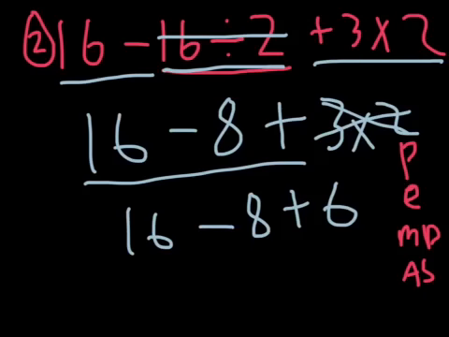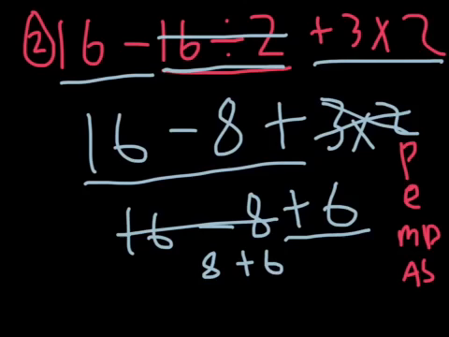But now I'm going to go through my steps again. No parentheses, no exponents, no multiplication or division left, nope. Adding or subtracting, yes, I have both adding and subtracting. However, subtracting comes first, so I have to do that. 16 minus 8 is 8. Okay, and then I did 16 minus 8, so write what you have left. Plus 6. Okay. And now, obviously, 8 plus 6 is all you have left, so 14 is your final answer.